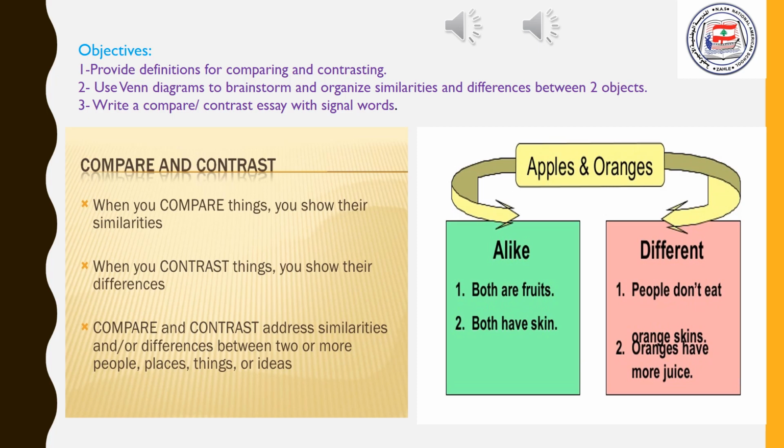The objectives of this lesson are to provide definitions for comparing and contrasting, to use Venn diagrams, to brainstorm and organize similarities and differences between two objects, and to write a compare and contrast essay with signal words.